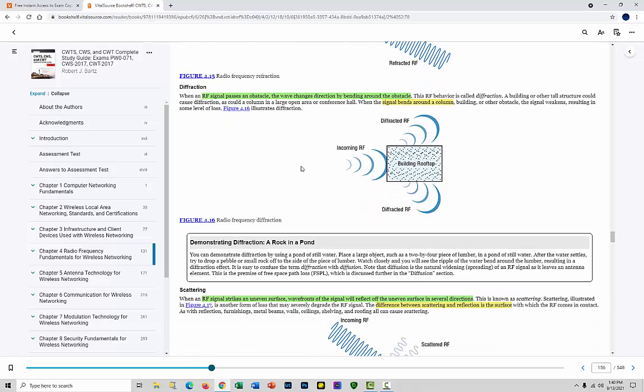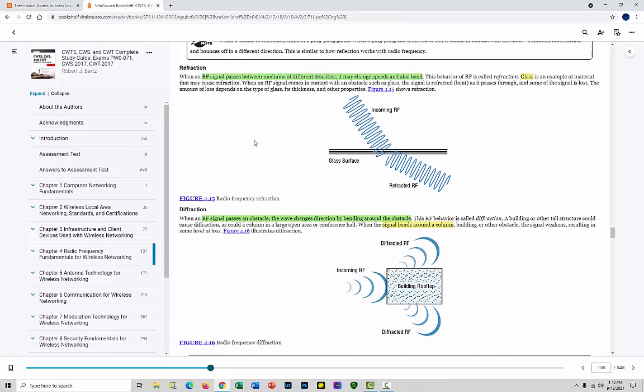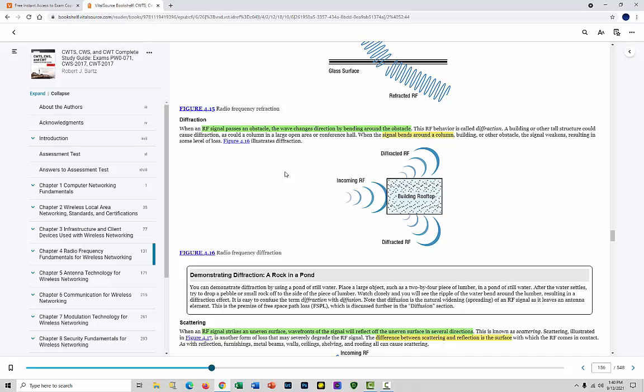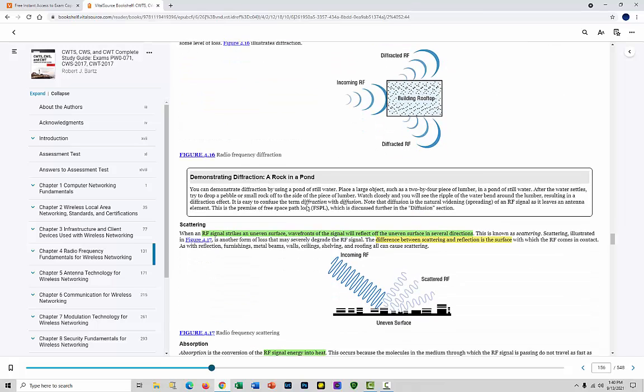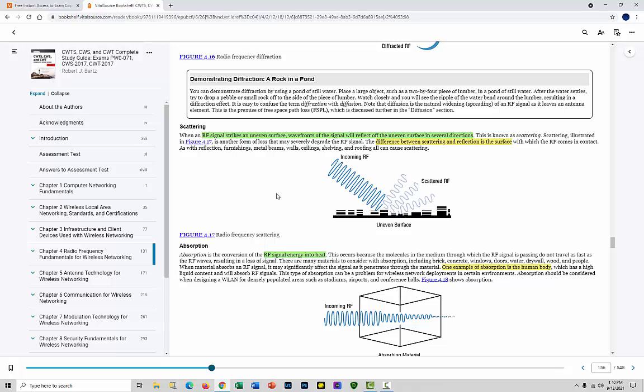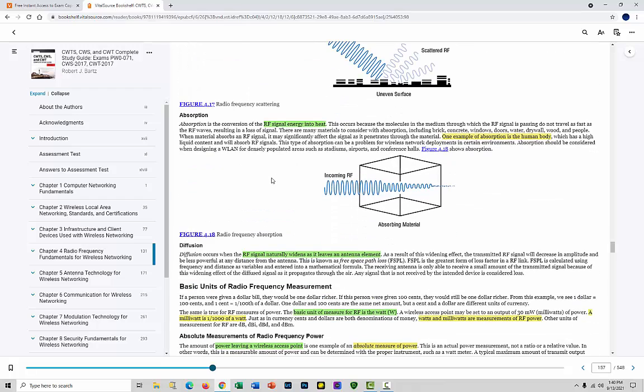Diffraction, all right, and it sounds real similar to refraction, but diffraction is when it bounces around an obstacle, something like something in the wall or around a beam. The signal gets bounced around it. Scattering is, now it's very similar to reflection, right, where it reflects off a surface, but in this case it's hitting a surface that's not smooth, it's uneven, and the radio frequency wave exits that impact in a scattered way.